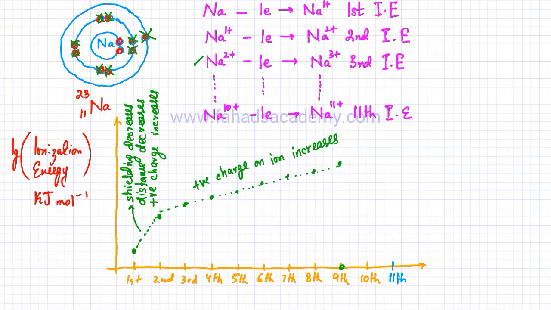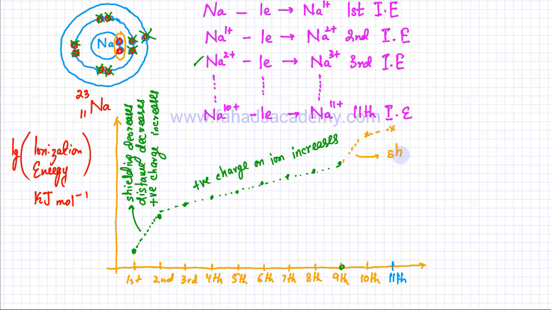But as you move to the 10th and the 11th electron, let me mark them with a different color. As you try to remove these 10th and 11th electrons, there's going to be a jump again. And the reason for that jump is again the same: as you remove the 10th electron, there's one shell less. Now you're closer to the nucleus, so again the three factors kick in.